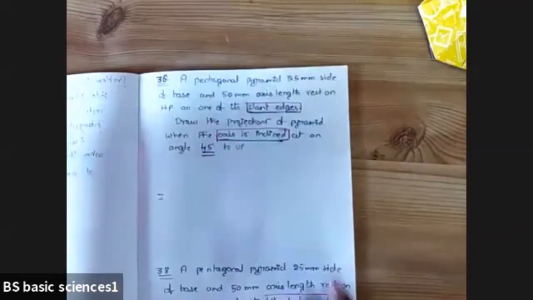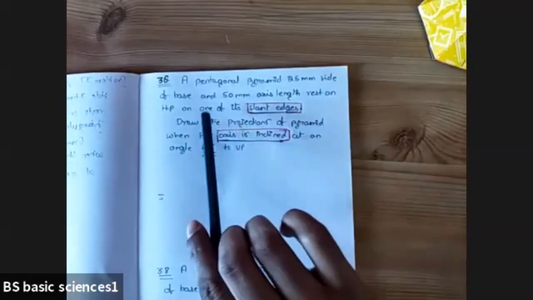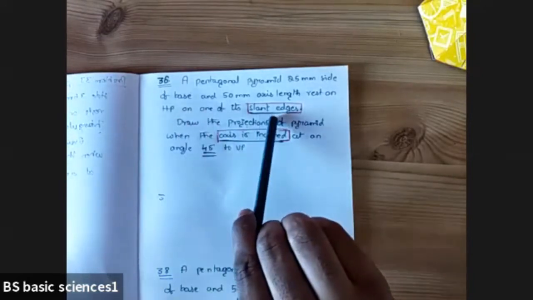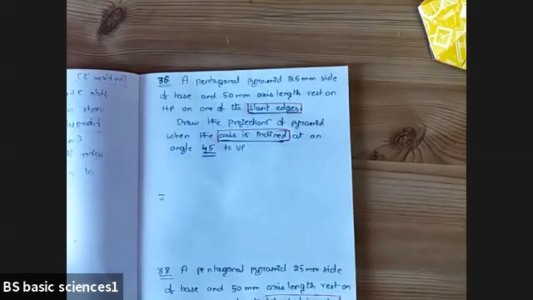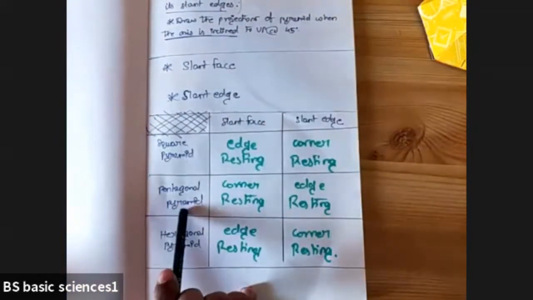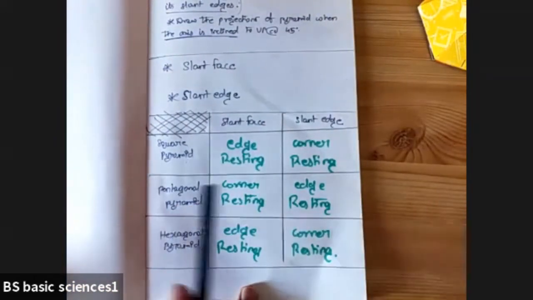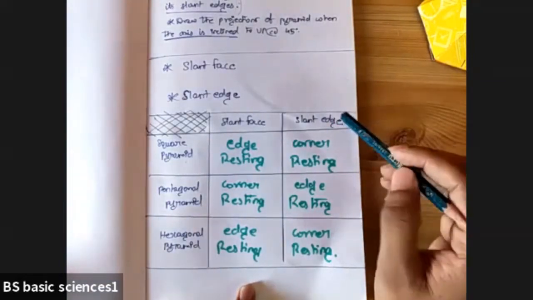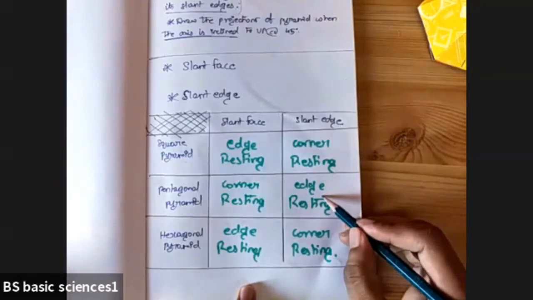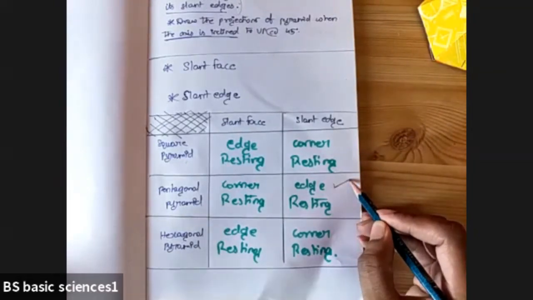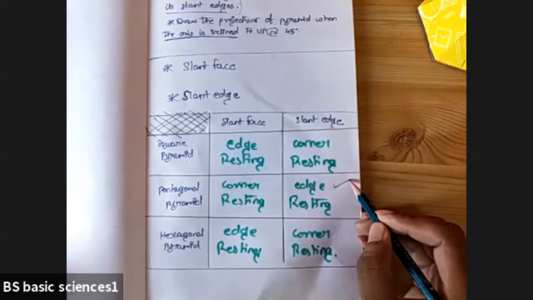So now in this problem he is telling you to place the pentagon pyramid on HP with respect to the slant edge. In the previous problem I told you the condition. It has to rest on HP with respect to the slant edge, so which condition should it be? It should be edge resting, and you should see that the edge is towards your left side.